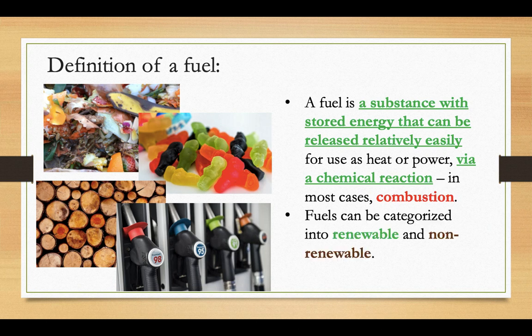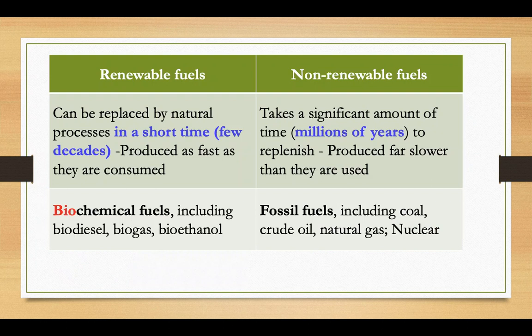So fuels can be divided into two categories: renewable and non-renewable ones. What is the difference? Renewable fuels refer to those fuels that can be replaced by a natural process in a short period of time, and that's usually a few decades. That could seem to be a long period of time, but compared to non-renewable fuels, which take millions of years to replenish, it is far shorter. So renewable fuels normally include biodiesel, biogas, and bioethanol, and these are the three that we need to know about.